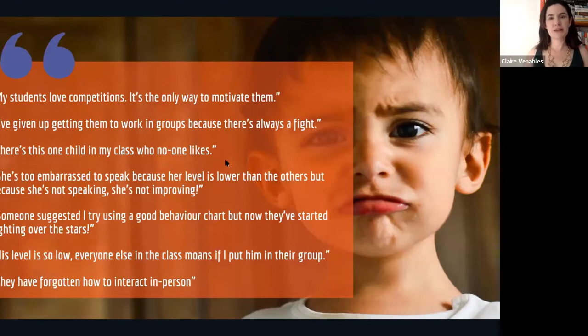This next one here I think is really relevant to teaching adults, especially. Who hasn't had an adult in their class who doesn't want to speak because of their low level of proficiency, and because they don't speak, they don't improve, and they don't improve, so they don't speak, and it's this vicious cycle. Has anyone here tried a behavior chart?